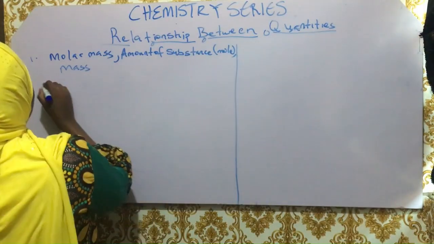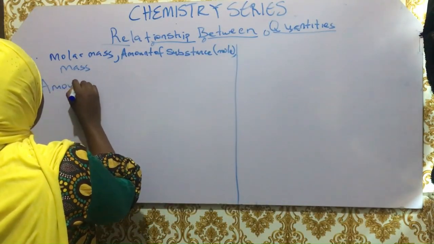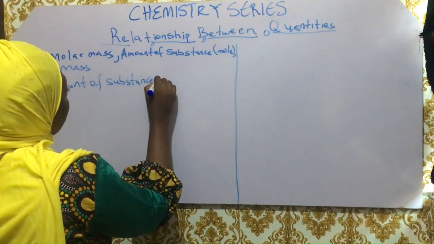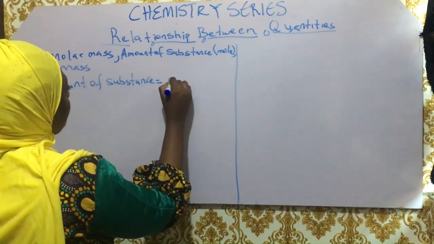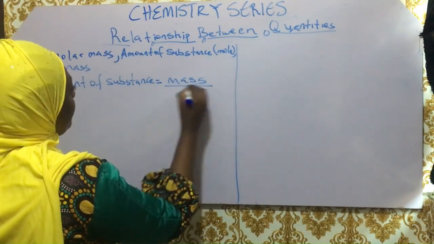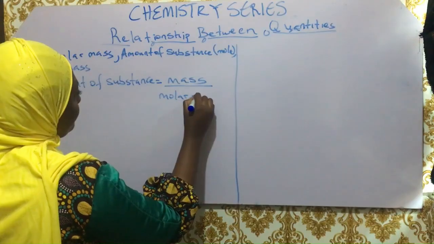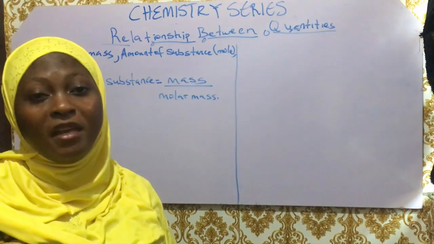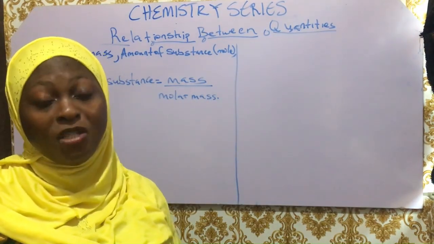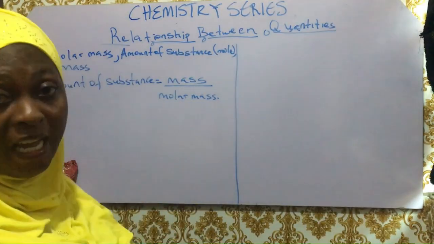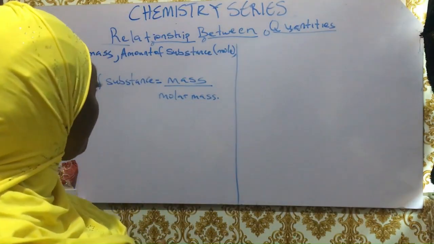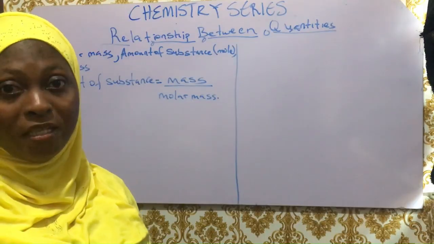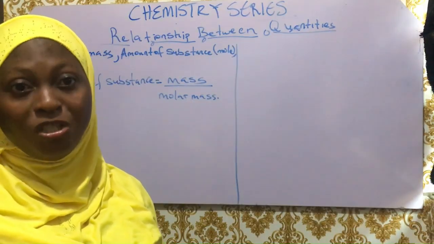Now, amount of substance is equal to mass divided by molar mass. In some cases, the molar mass can be the relative atomic mass of an element. If you are asked to find the mole of an element and you have the mass and the relative atomic mass, and sometimes it can be the relative molecular mass. It depends on how the question is structured.